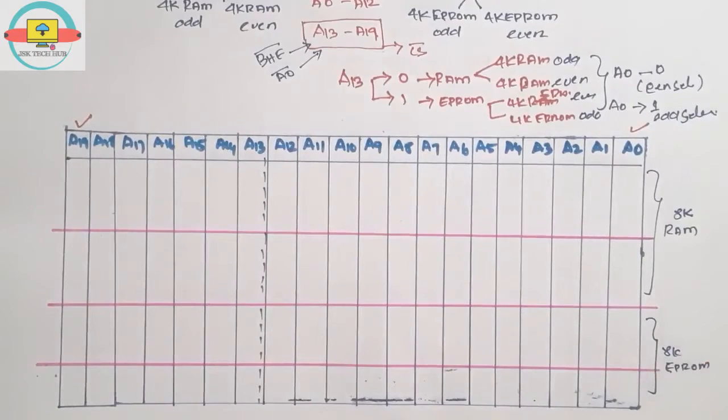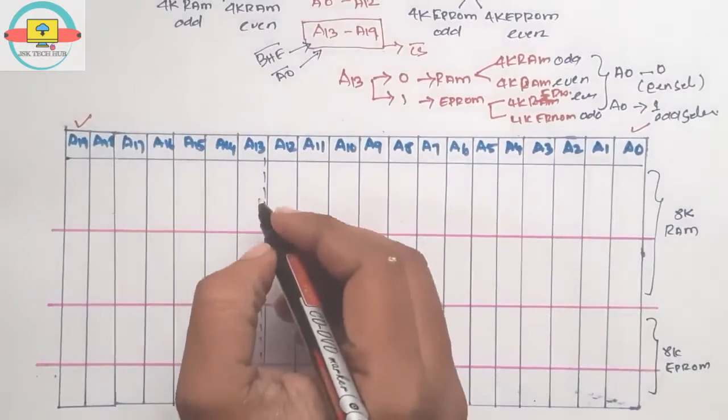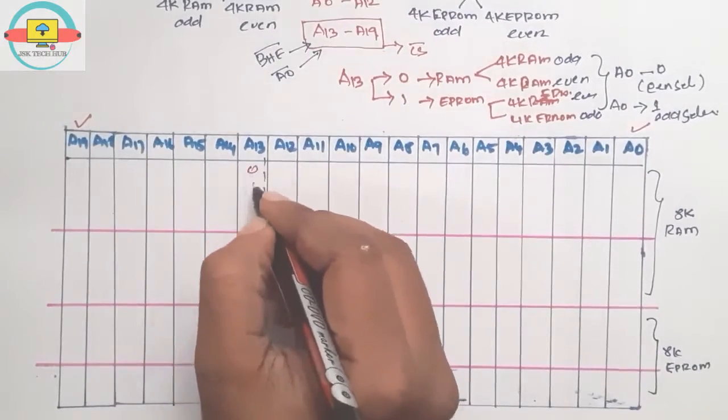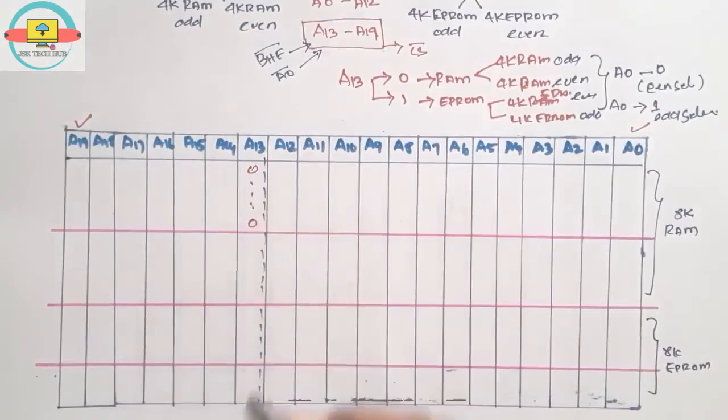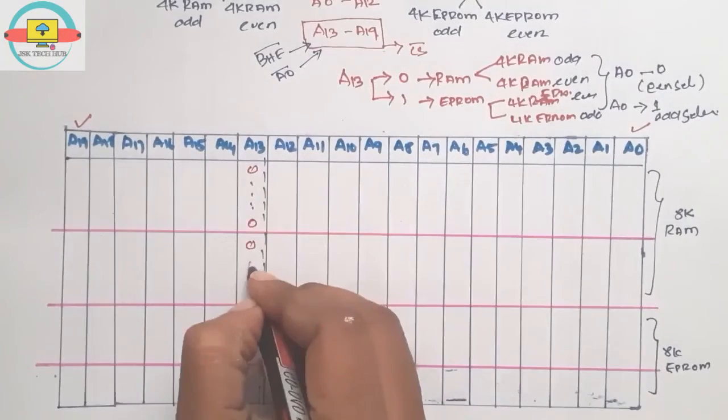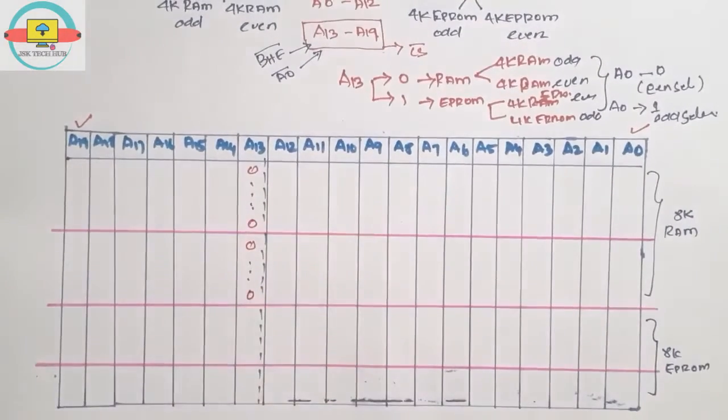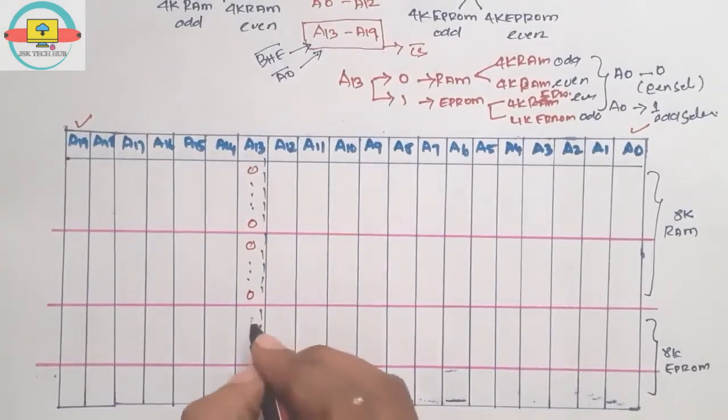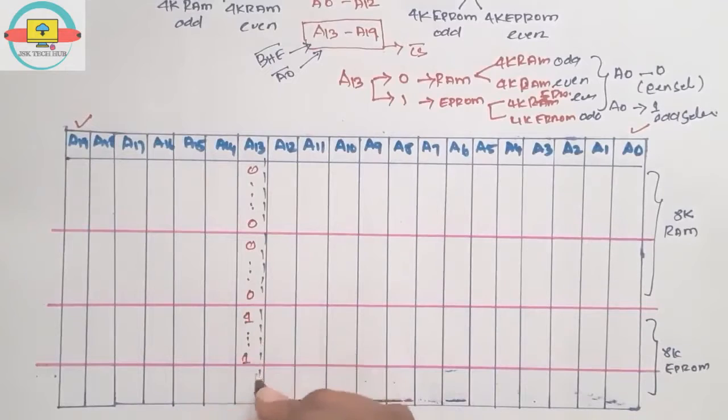To select the 8K RAM and ROM type memory, we need to fill in zeros and ones in the A13 address line. To select the RAM memory, we need to fill in zeros. Similarly, here also zeros. For selecting the EEPROM memory, we need to fill in 1 in the A13 line. Here also 1.